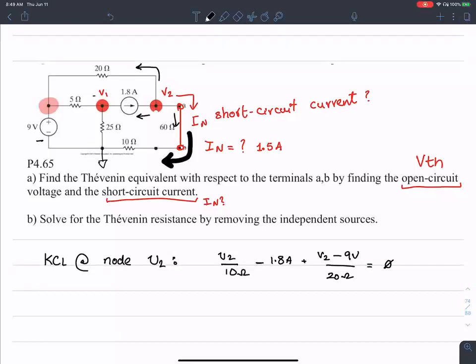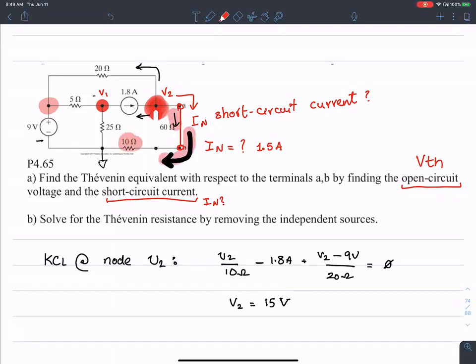Yes. Okay, so what value? It would give me a value of V2 equals 15 volts. Okay, I have a value of V2 to be 15 volts in here. Once I have V2, I should be able to find the current I Norton flowing in here.